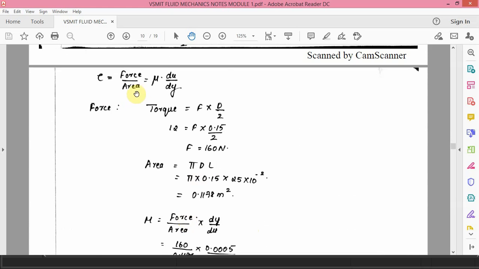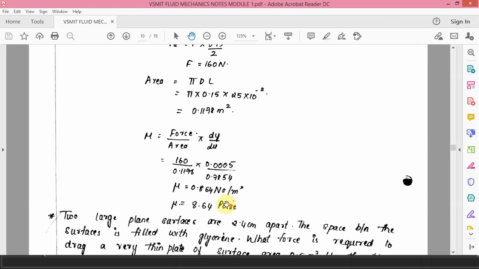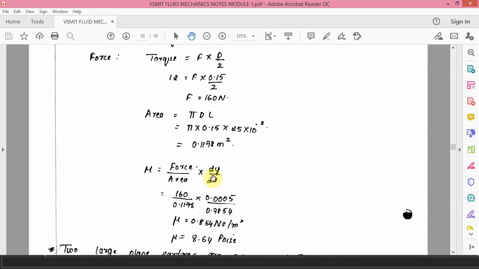Then tau equal to force upon area, that is equal to mu into du by dy. Therefore, torque is equal to force into d by 2. 12 is equal to F into 0.14 divided by 2, that is F is equal to 160 Newton. Area equal to pi dL, pi into 0.15 into 25 into 10 raised to minus 2, that is equal to 0.1178 square meters.